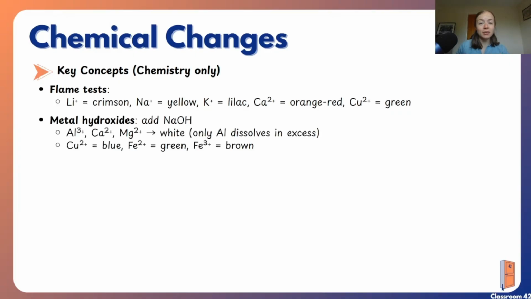And you also need to be able to remember and recall the results from metal hydroxides having sodium hydroxide added to them. So aluminium, calcium and magnesium will all produce a white precipitate, and only aluminium out of those will dissolve in excess sodium hydroxide. If it's copper, it will produce a blue precipitate. Iron 2+ will be a green, and iron 3+ will be a brown.